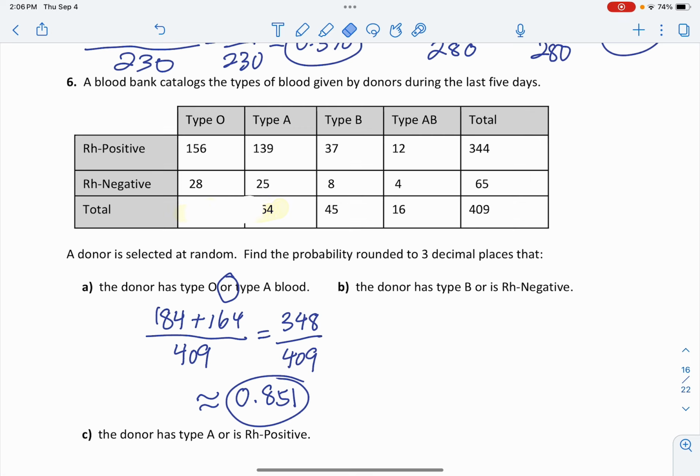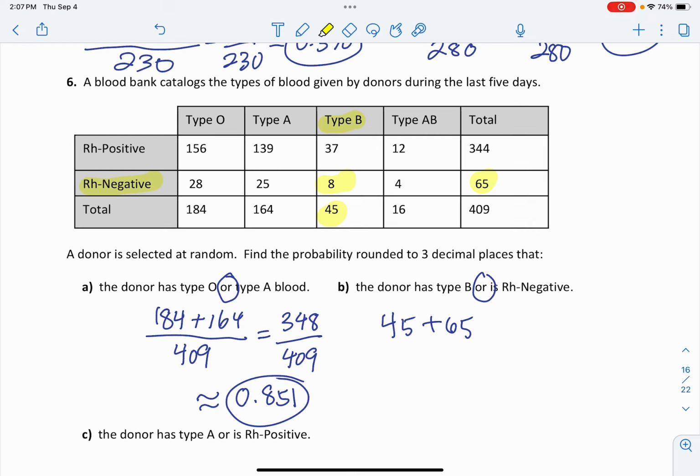How about the next one? B or negative. Now we've got some overlap, right? Because our B's are here, our negatives are here. Here's some overlap. There are 8 people that are both type B and negative. So when calculating this one, I could still just start with the type B. So type B, there are 45. Negative 65. Those are coming from here and here. 45 plus 65.